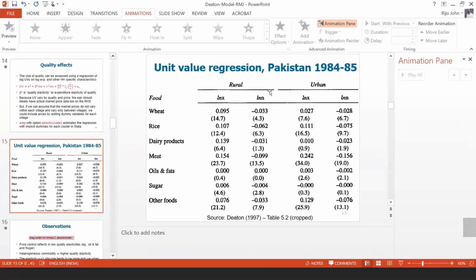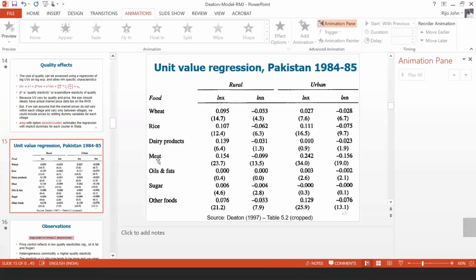You can see which commodities have high quality elasticities and which have relatively low ones. Oil and fat, sugar, other foods, etc., have relatively low elasticities, whereas products like meat have very high quality elasticity. That is natural because meat is a group commodity where you have different types of meat included. Depending on the type of meat that people consume, the unit price could vary significantly, and that variation essentially comes from the quality of meat that a person chooses.